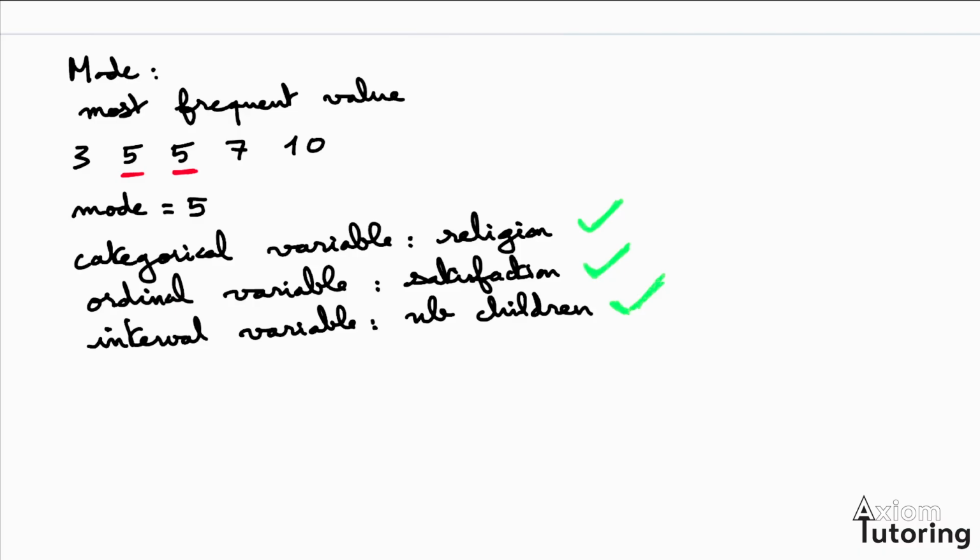So for the mode, we can use all 3 types of variables. Okay, we can use categorical variables, ordinal variables, and interval variables. For the median, we can only use ordinal variables and interval variables. And for the mean, we can only use interval variables.